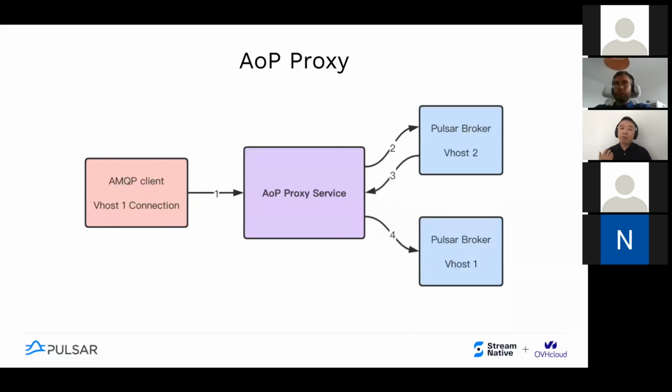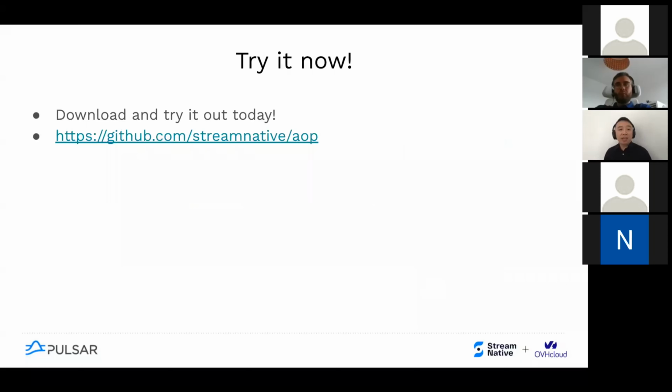So this ensures that you can just hand over a single service URL to your AMQP client, and that they can connect to ALP, and ALP will just figure out what is the right broker to send the request to, and then collect the response back. And it's also open source, and feel free to download it and try it out today.